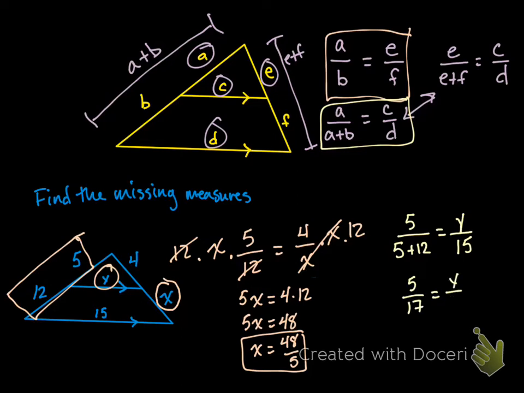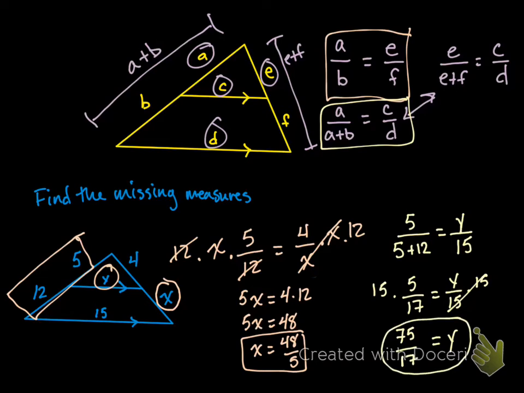equals y over 15. Now to solve for y, remember we said if we want to get rid of our fractions, we just multiply what's on the bottom. So let's multiply both sides by 15 here. Those multiply to 1 right there. And so we end up with 75 over 17 is our y.